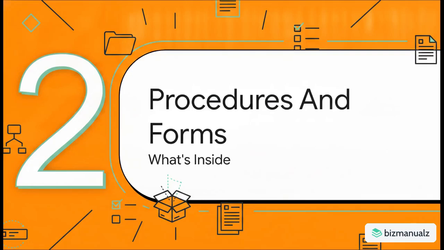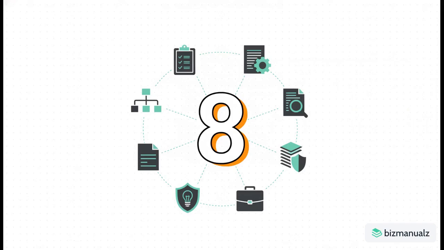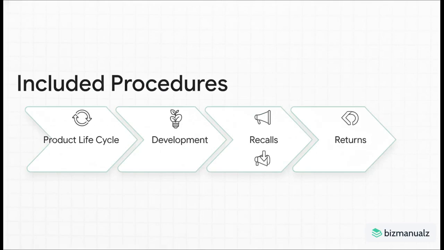Moving on to Section 2, Procedures and Forms. Now, what's really interesting about this slide is that we're actually going to crack open the manual and look at what's inside. We're going to start our unboxing with a very specific number, 8. This represents the sheer volume of core, pre-written procedures included right out of the box in this toolkit. And these are the heavy-hitting procedures. When we talk about full lifecycle coverage, this is exactly what we mean. You get incredibly detailed, ready-to-go procedures for product lifecycle management, development, and launches.